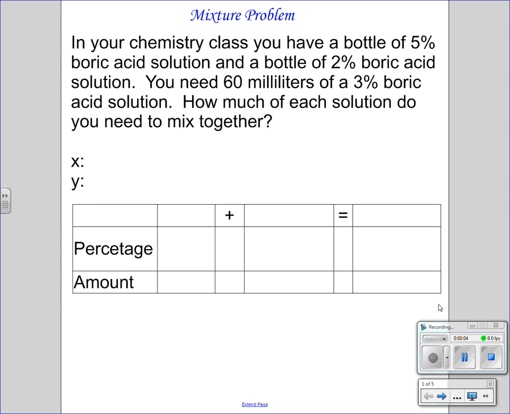This is how you set up and solve a mixture problem. All of these mixture problems are going to be set up the same way. Please make sure you set up a chart.